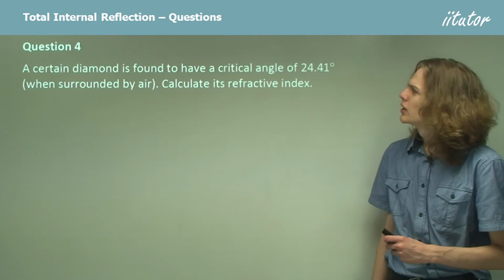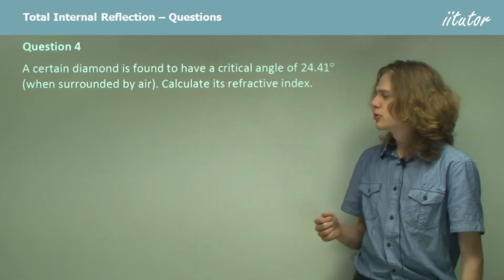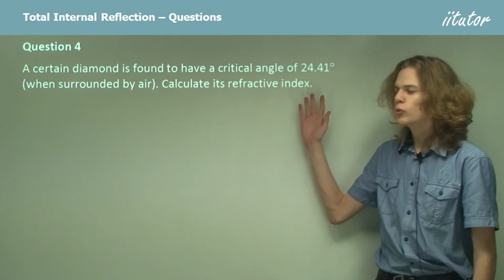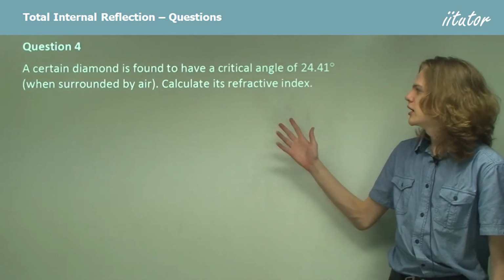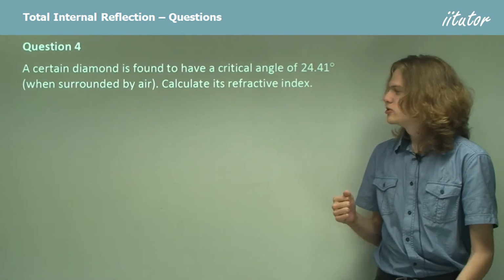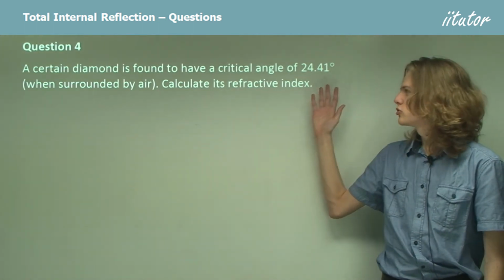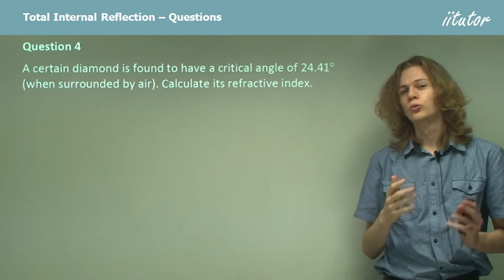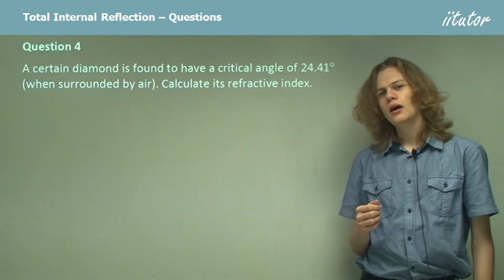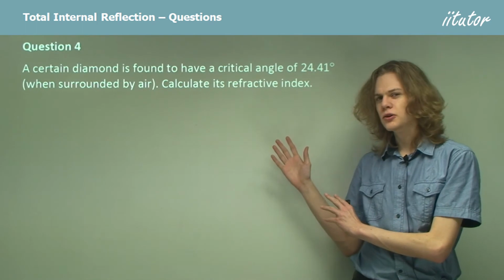Question 4. A certain diamond is found to have a critical angle of just 24.41 degrees when it's surrounded by air. Calculate its refractive index. So gemstones tend to have quite small critical angles, which means that it's very easy for total internal reflection to occur. Now, how do we figure out the answer to this question?